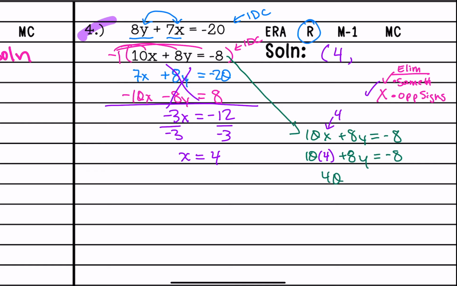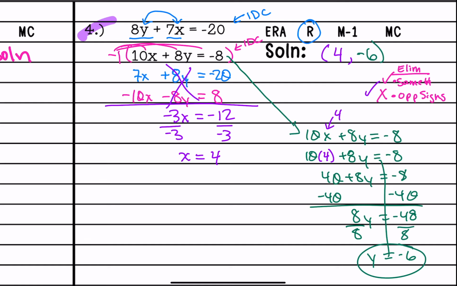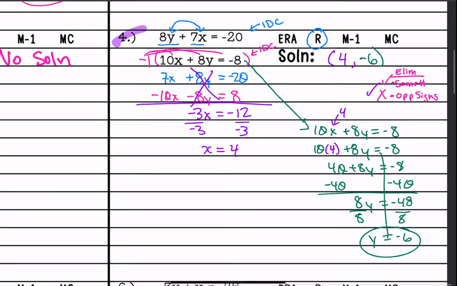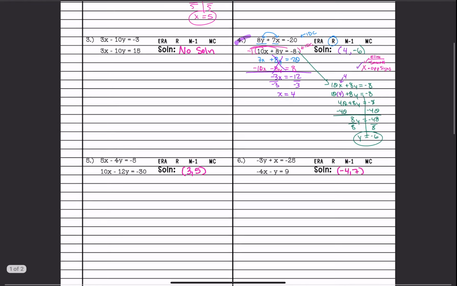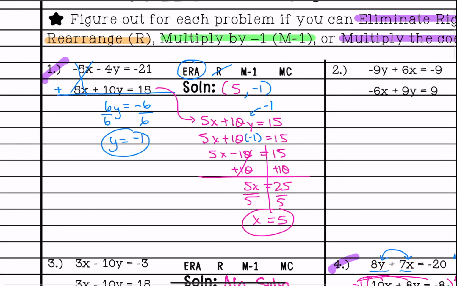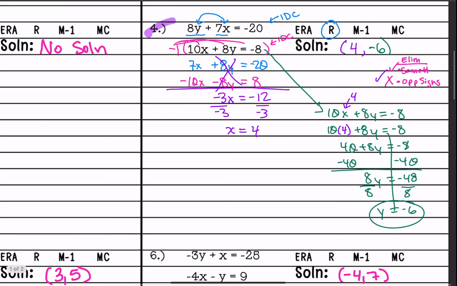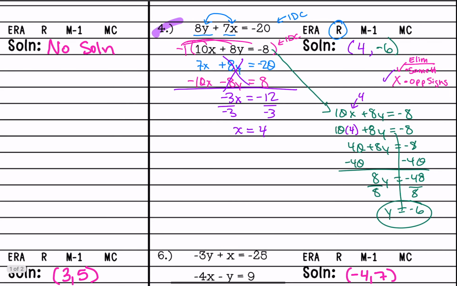This gives me 40. I subtract that 40. Oops, draw my line. 8y equals -48. Divide by 8 on both sides. Did you guys notice there's no boo-boos today? Go me. Y is -6. So my final answer is 4, -6. All right. So in this first one, we didn't have to rearrange, and we could eliminate right away. Second one here, we had to rearrange. Then we had to multiply by a -1 in order to have opposite signs because we already had same numbers.